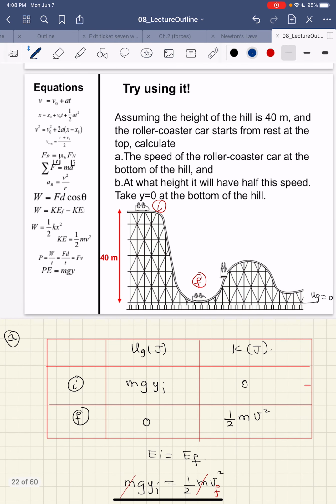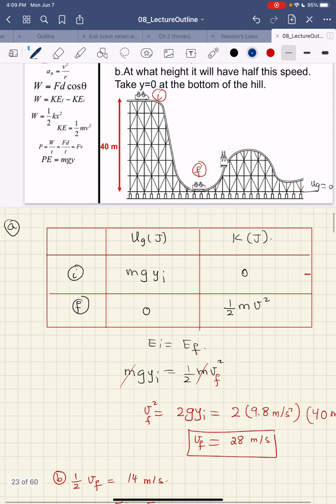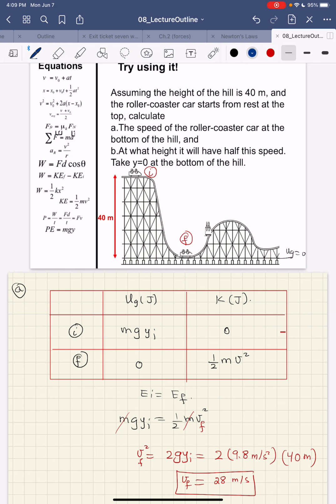Here, for example, I'm showing you one of the examples that we have, assuming that the height of the hill is 40 meters and the roller coaster car starts from rest at the top. Calculate the speed of the roller coaster car at the bottom of the hill and at what height it will have half of its speed. And they said take y equals 0 at the bottom of the hill. This is not always going to be the case where we tell you where to choose it, but it is recommended that you use the lowest point. This is what I usually do.